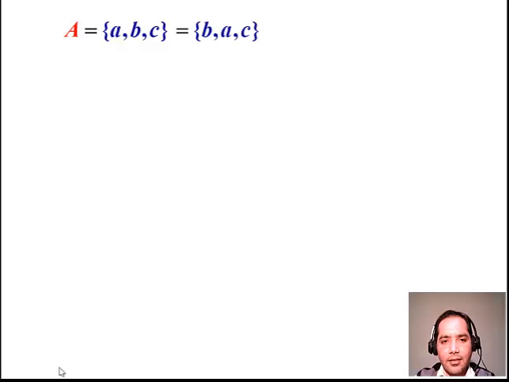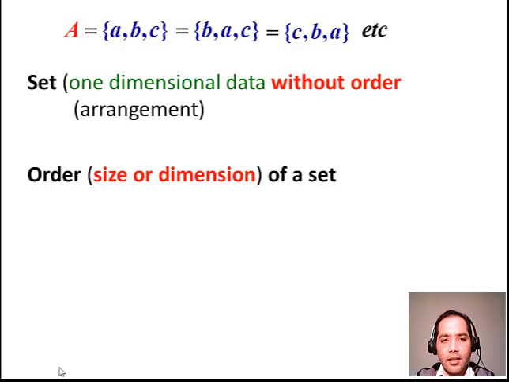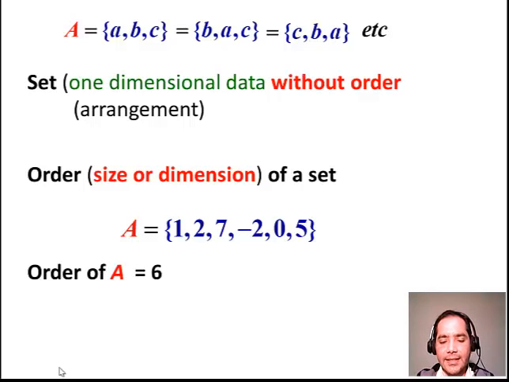In sets, the order of the elements doesn't matter. A = {a, b, c}, or it is equal to {b, a, c}, or {c, b, a}, etc. The order also defines the size or dimension of the set. As A = {1, 2, 7, -2, 0, 5} has 6 elements, the order of A is equal to 6.